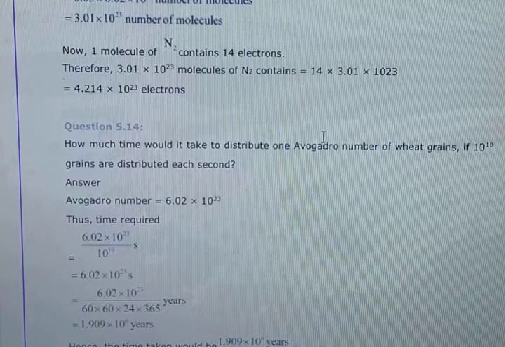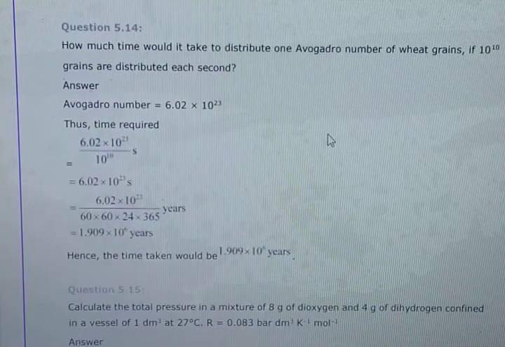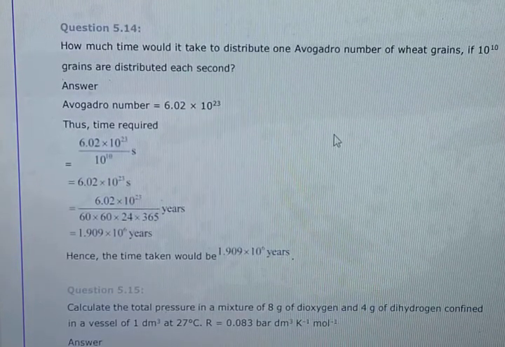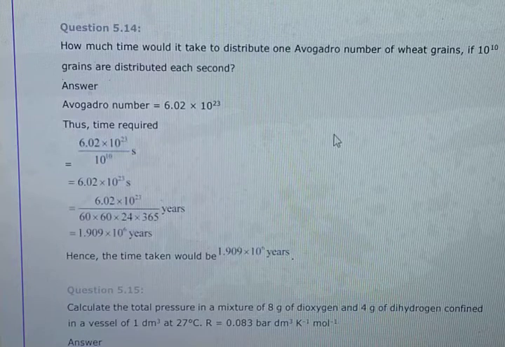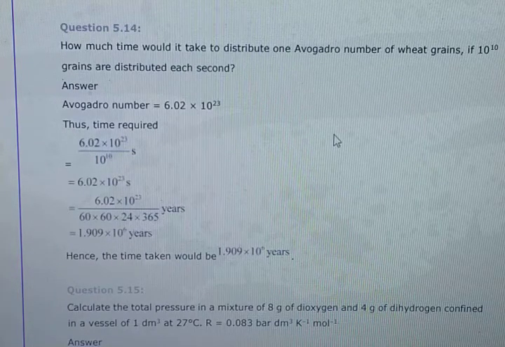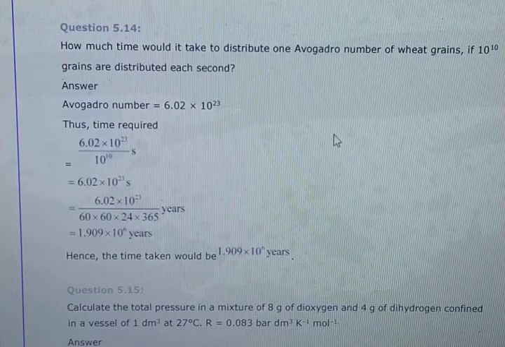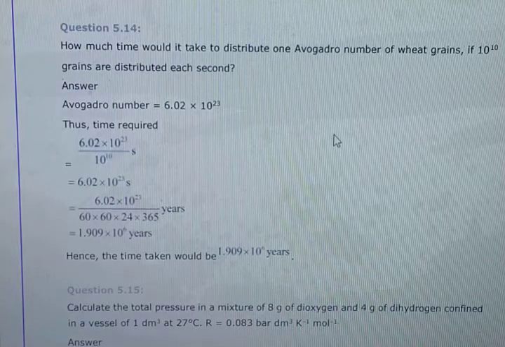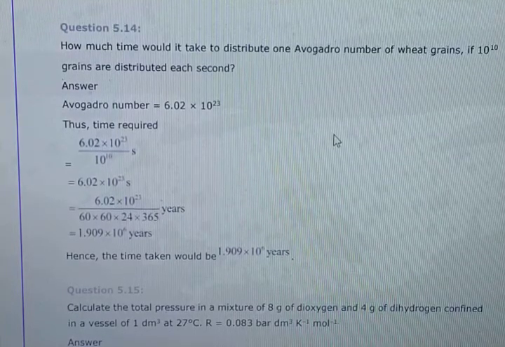Okay. Now we are moving towards question number 14. How much time would it take to distribute 1 Avogadro number of wheat grains if 10 to the power 10 grains are distributed each second? Avogadro number is 6.02 into 10 to the power 23. The time required is 6.02 into 10 to the power 23 upon 10 to the power 10 seconds.